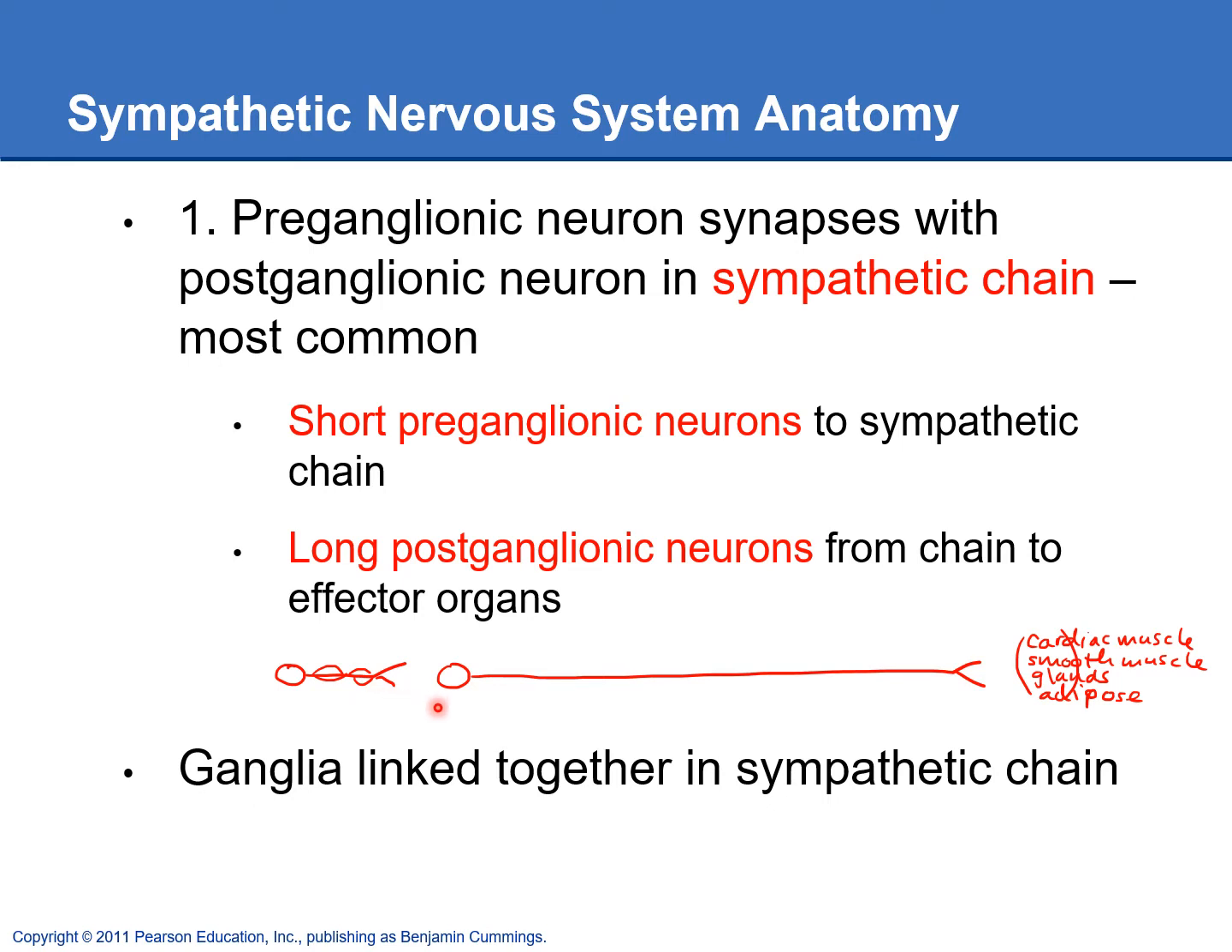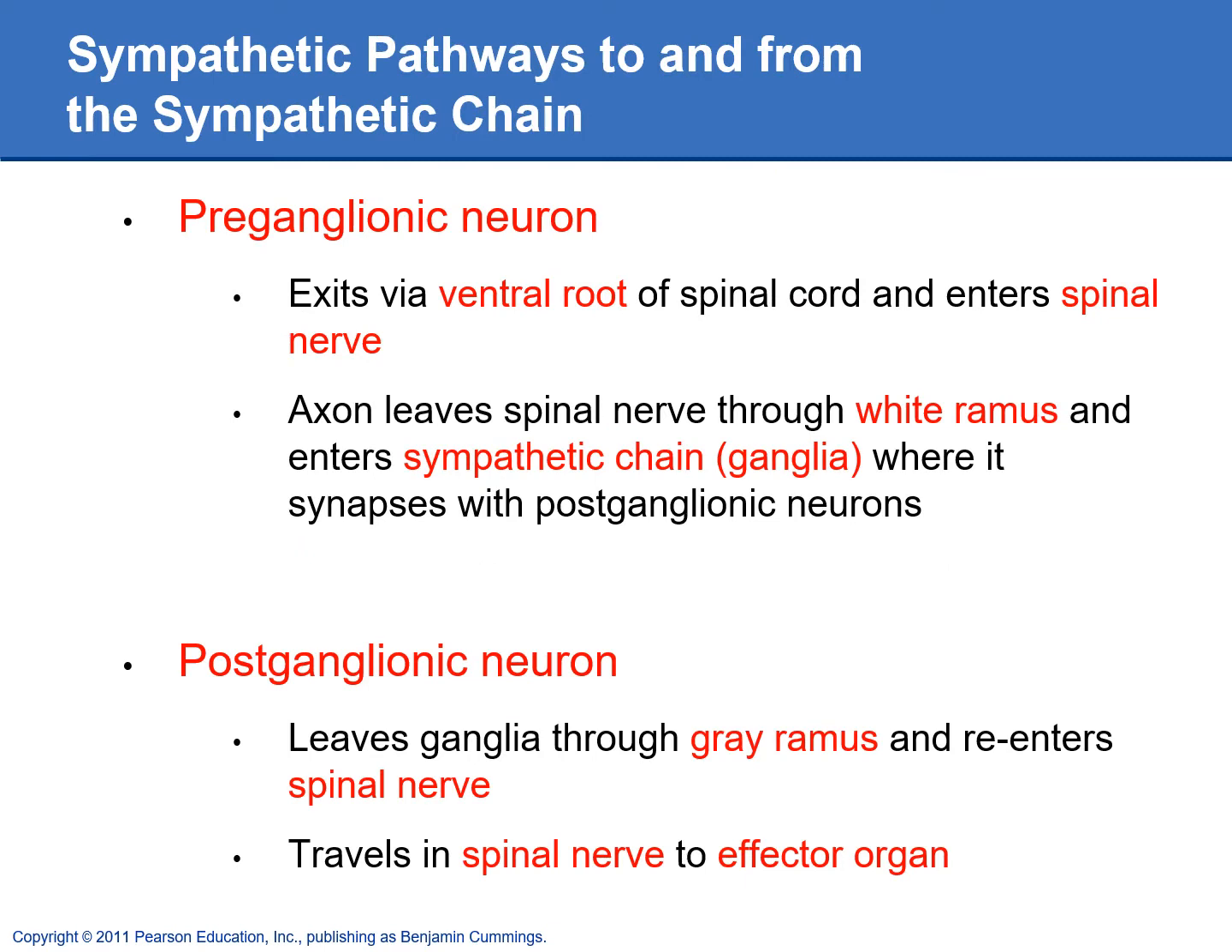And then it's going to synapse in the sympathetic chain with this postganglionic neuron, and then the postganglionic neuron is going to be long because it's got a long way to travel to wherever the effector organ is. So whether that's cardiac muscle, smooth muscle, a gland, or adipose. Okay, and then this is all written here, but let's just take a look at a picture.